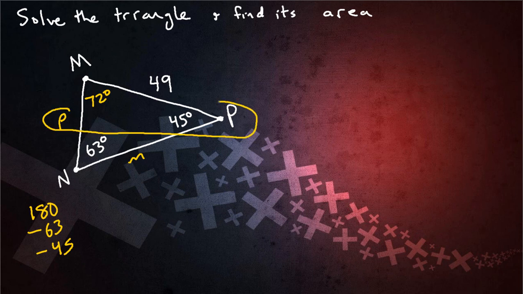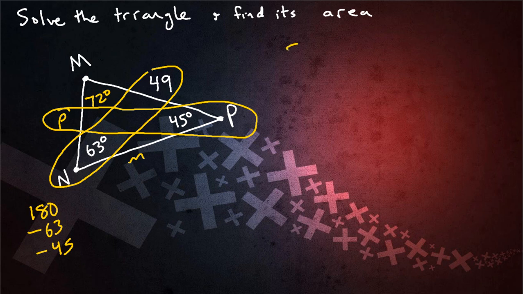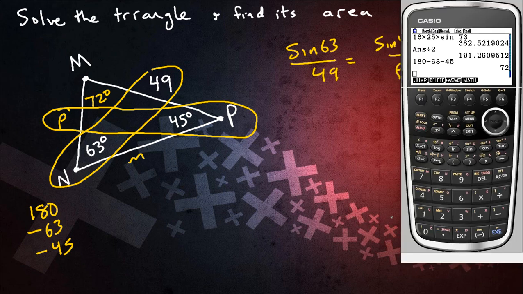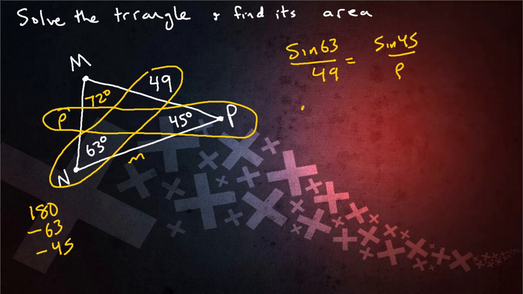So these are across from each other, so sine of those. And these are across from each other, so sine of those. So I'm going to find sine 63 all over 49 equals sine 45 all over little p. So sine 63, I'll put that in. I get 0.891 divided by 49 equals sine 45. That's a common one, 0.707 p. I'll cross multiply.